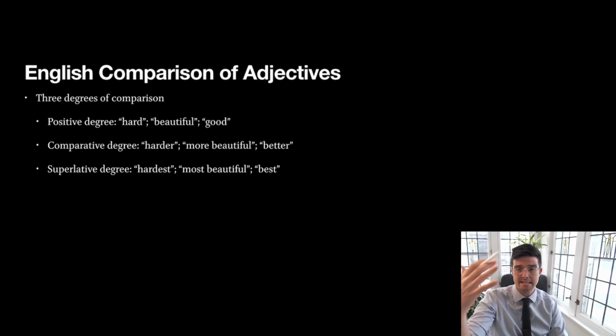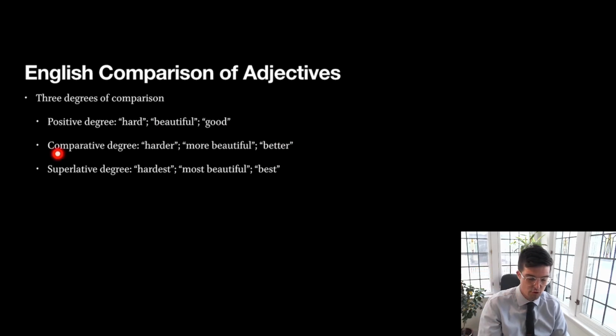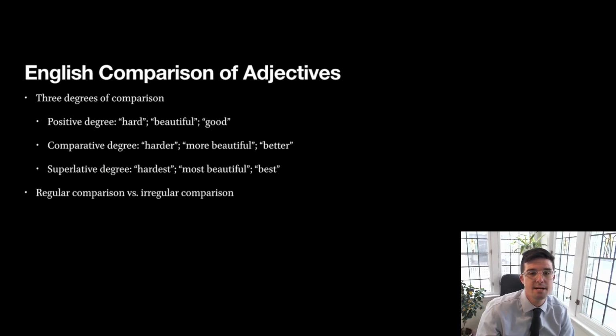And the highest degree, which is why we have the name superlative, which means highest, is hardest, most beautiful, or best. And I give us these 3 different examples because they represent different ways that English forms the comparative and the superlative. So you'll notice that with hard, harder, hardest, we have the adding of ER and the adding of EST as a regular way of making the comparative degree.